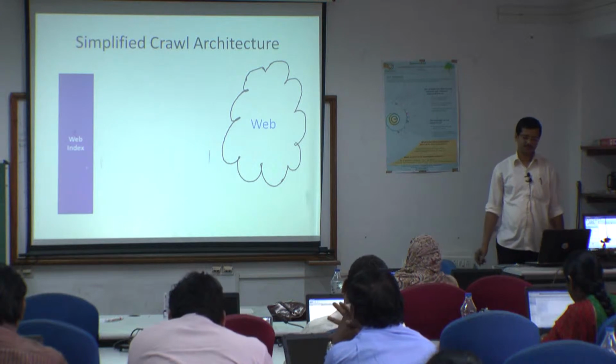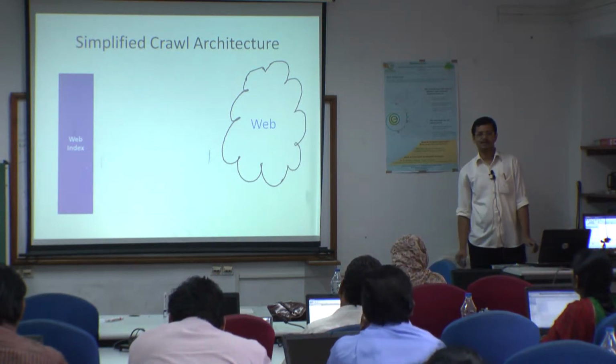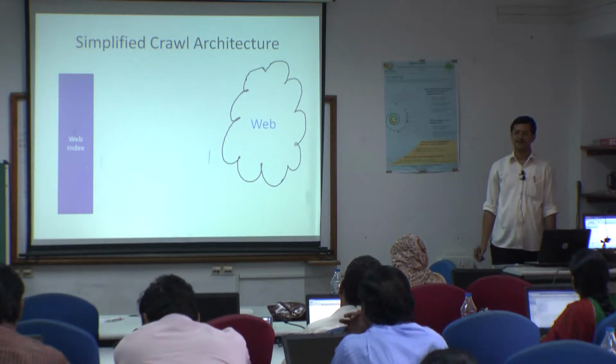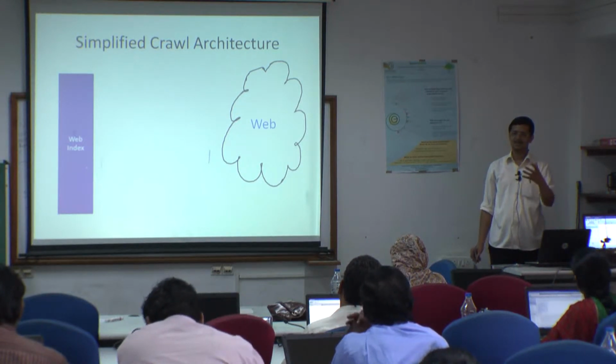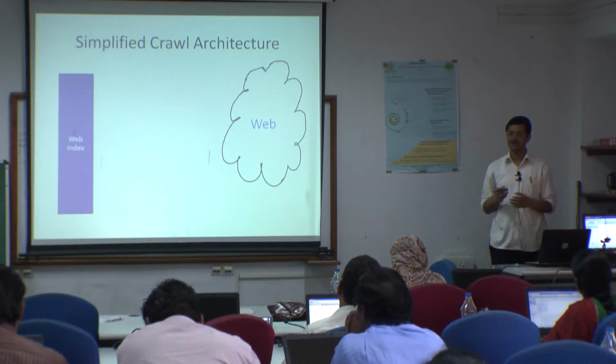So this is the simplified crawl architecture. Actually, without crawling, before making the search engine, first you should have a complete collection of web pages in HTML form. Then how can you collect? To collect that information, you should have a perfect crawler.